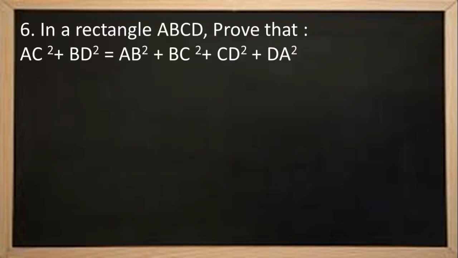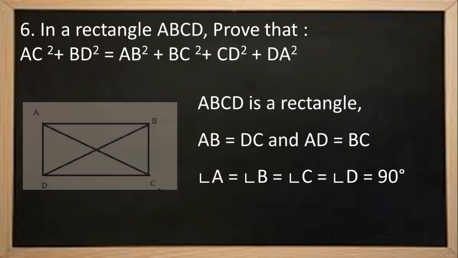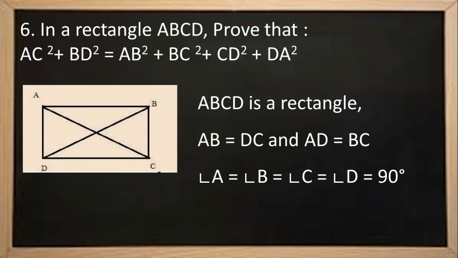Question number 6. In a rectangle ABCD, prove that AC square plus BD square is equal to AB square plus BC square plus CD square plus DA square. Let us consider a rectangle ABCD and let us join the diagonals AC and BD.